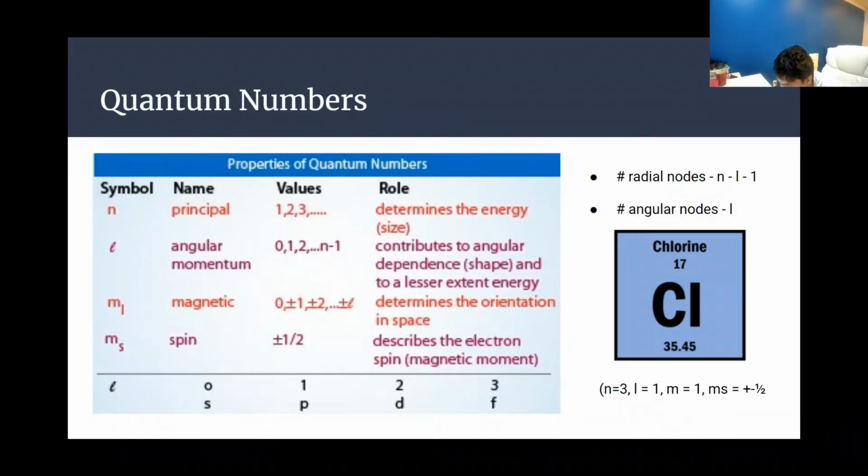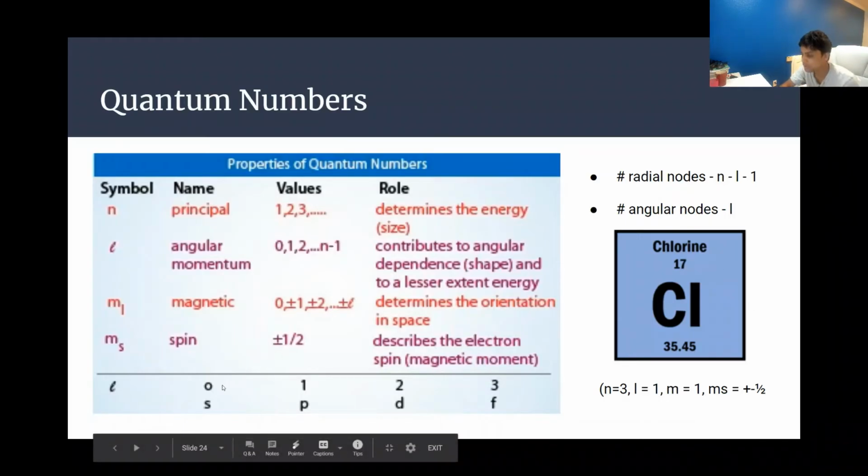Then the symbol l is angular momentum. l goes up to n minus 1, and it contributes to the angular dependence in shape. Then ml is magnetic, which determines the orientation of the orbitals, and ms is electron spin, the direction of the electron spin. It's pretty straightforward: larger n, more energy. Then l defines the type of subshell. An l value of 0 is s, 1 is p, 2 is d, and 3 is f.